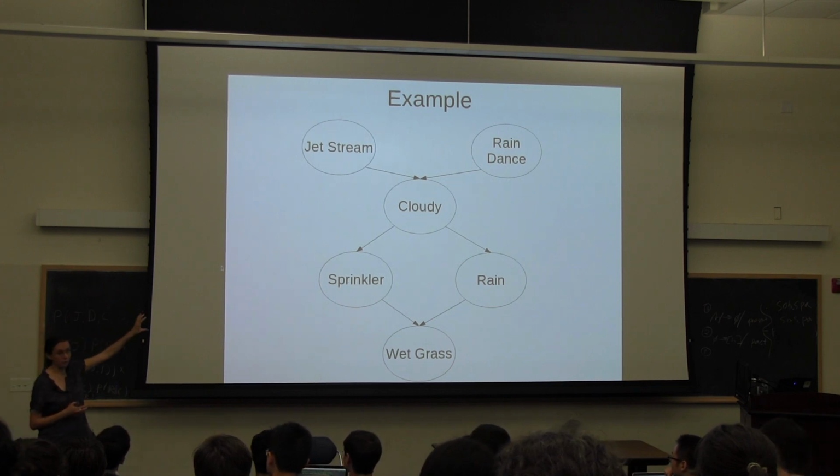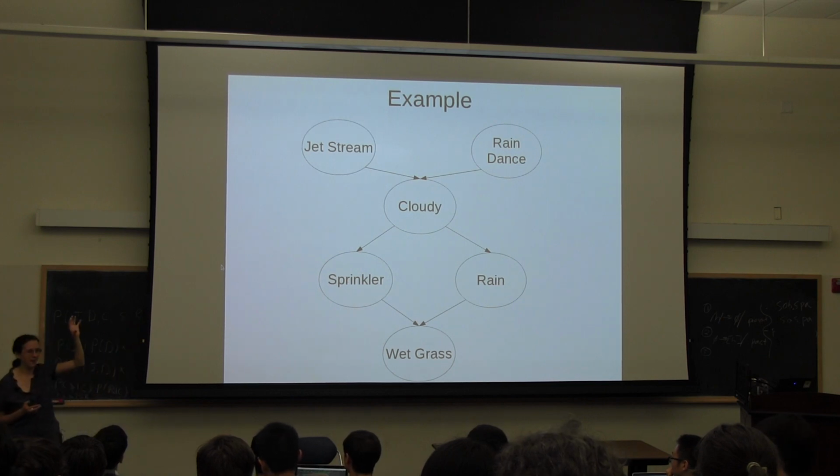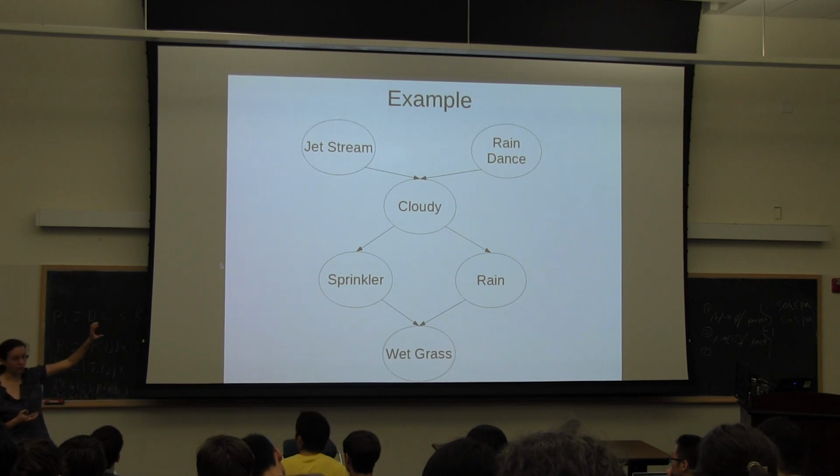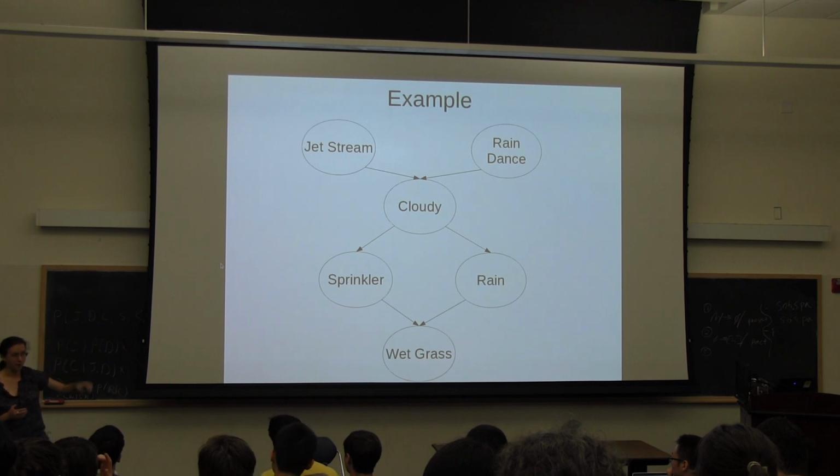But because of the way this model is written down, we're saying our sprinkler has a light sensor. It looks up at the sky where it is and sees whether or not it's cloudy. And that's how it decides whether or not to turn on. So if I know whether or not it's cloudy, the jet stream doesn't matter.